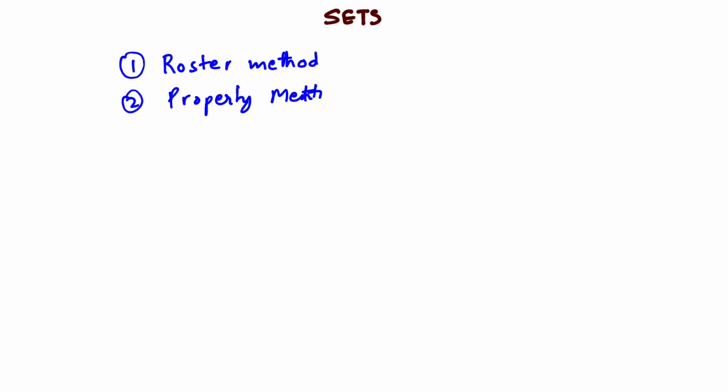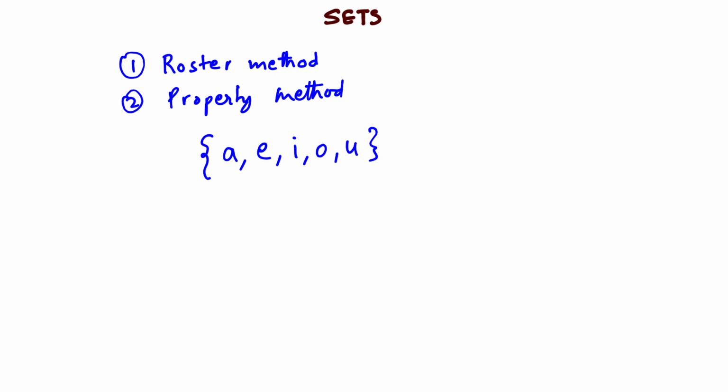The third topic is representation of sets. We represent a set using two methods. One is called the roster method, and the second one is the property method. In the roster method, we simply write all the members of the set. We use the parentheses and just write all the members, as we have written A, E, I, O, U. This is the roster method. We jot down all the members of the set.